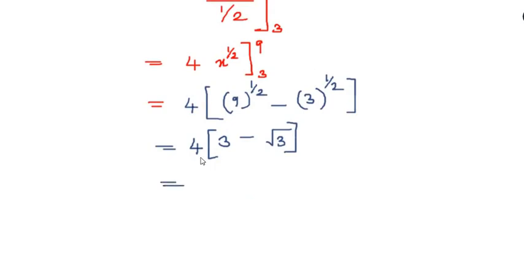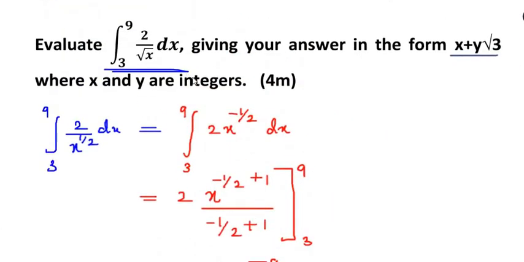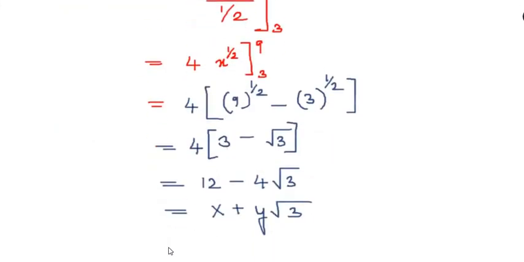Now opening up the bracket, 4 times 3 gives us 12, minus 4 times root 3 gives us 4 root 3. Now this resembles the format they want us to get, that is x plus y root 3, where x and y are integers. So here by comparison we can see in place of x we have 12, and in place of y we have negative 4. So these are the two integers to be found.